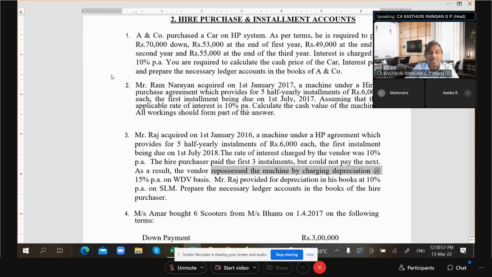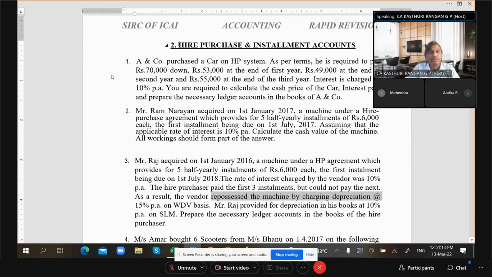So only cash price, 5 marks. Necessary ledger accounts, 8 marks. If there is a repossession, 10 marks or maximum 12 marks. Like that only you will get problems on HP. So therefore, from this chapter, you can expect minimum 4 or 5, maximum 12. So on an average, we may get anywhere between 8 and 10 marks under this lesson.